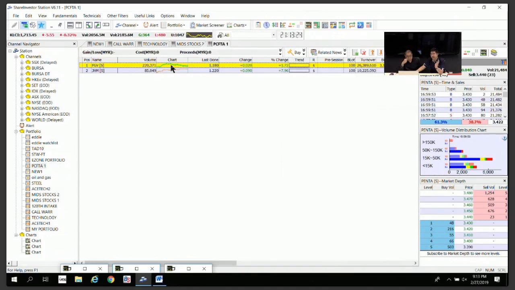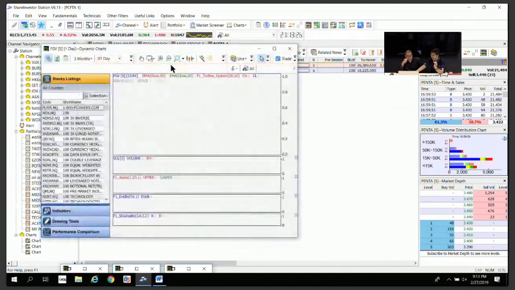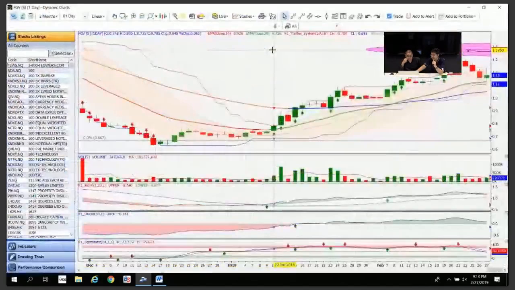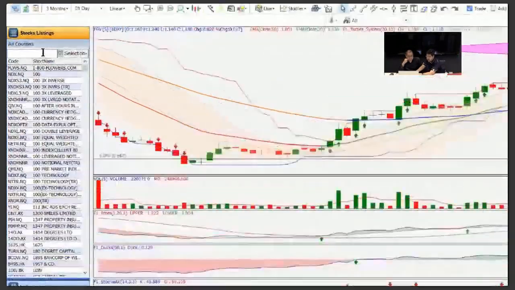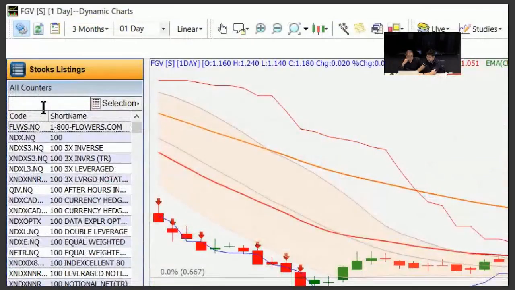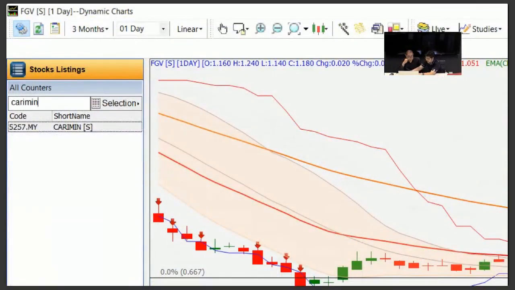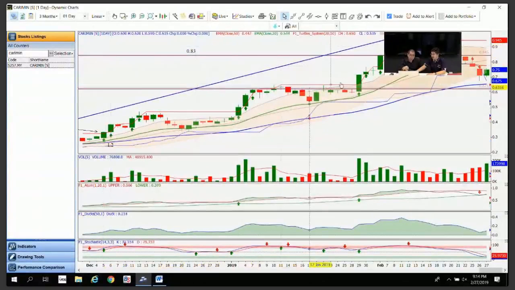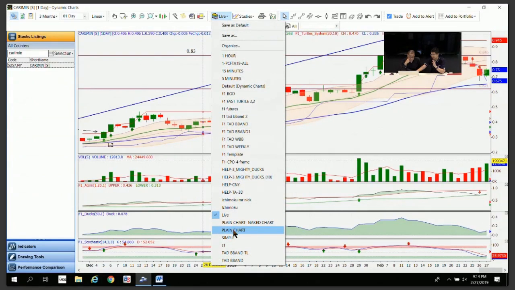Remember, let's just open any chart first. Open any chart. Okay. You maximize it. Then you can see over here, the stock listing. You search Karimin. Okay. Then you press enter. You can see here Karimin. If you have a template full of indicators, you just click on this and choose the blank chart. Can you all choose the blank chart for today's purpose?